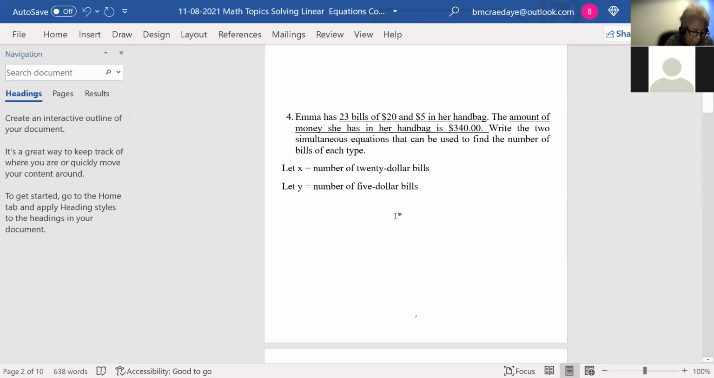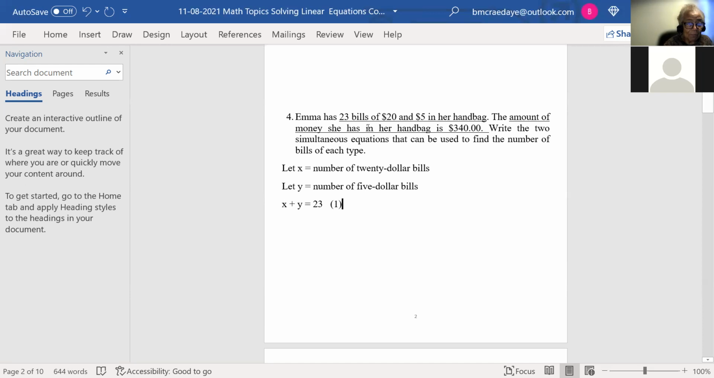What variables add up to 23 bills? X and Y. That's right. X plus Y equals 23, because the number of $20 bills plus the number of $5 bills is 23. So that's your first equation. All right, that's your first simultaneous equation. What's your second equation?